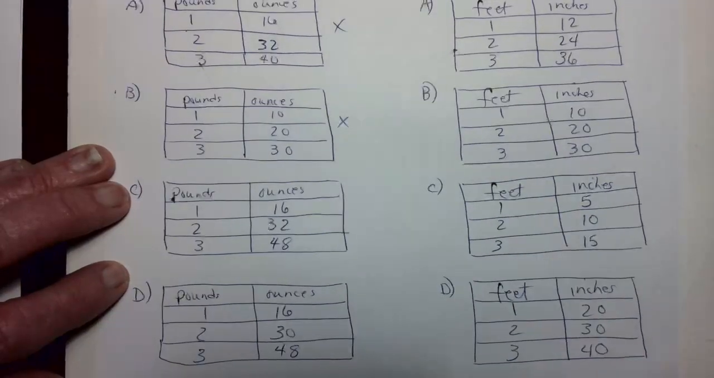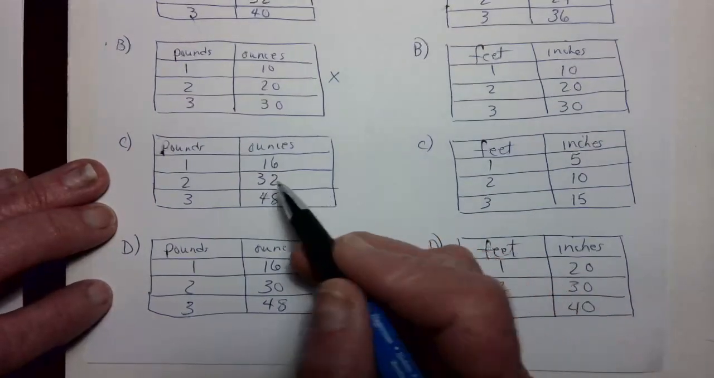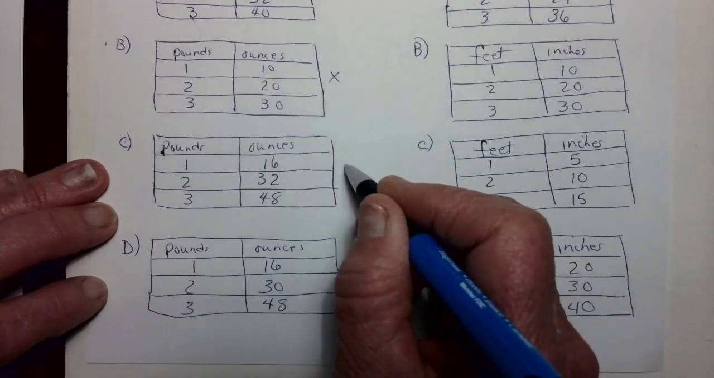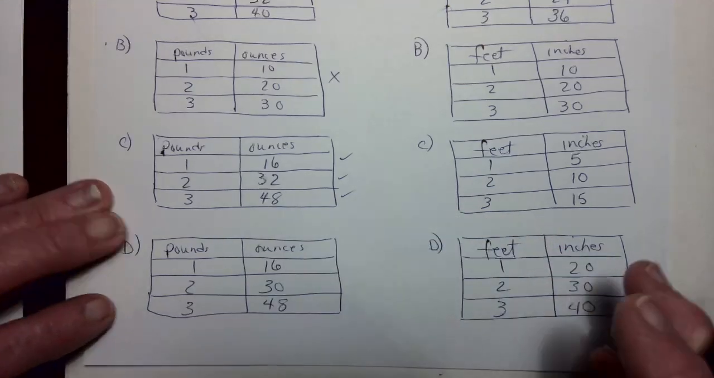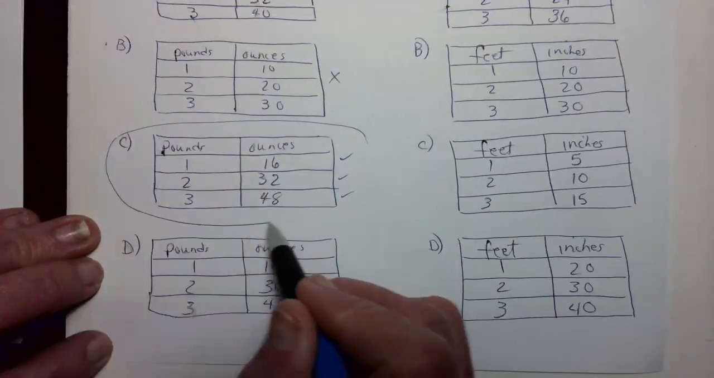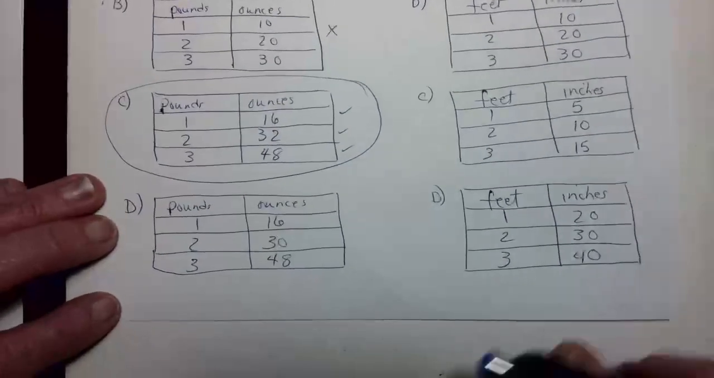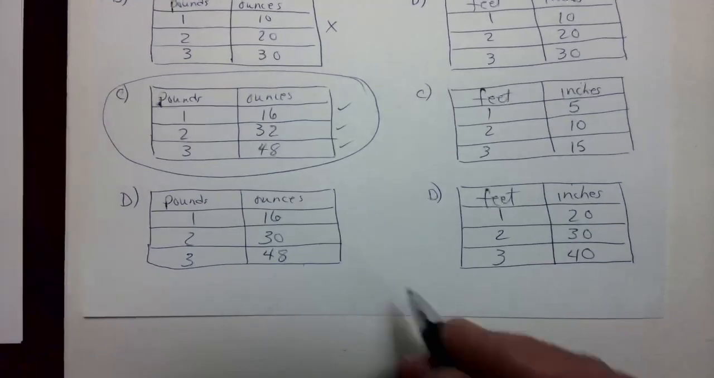It's wrong. Okay, so I'm looking for 1 times 16 is 16. 2 times 16 is 32. That looks good. And 3 times 16 is 48. Oh, there it is. There's my right answer right there. C. Why is this one wrong? 16. Oh, that one's right. That one's wrong.